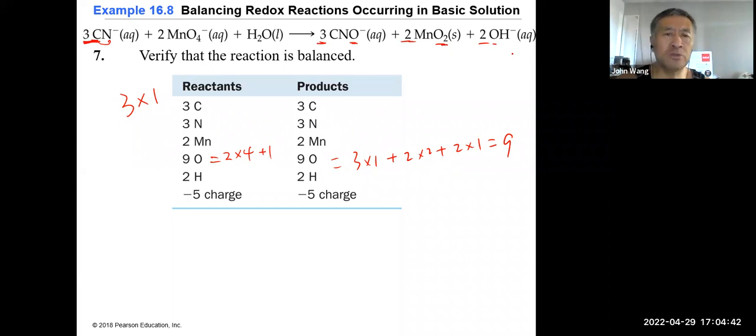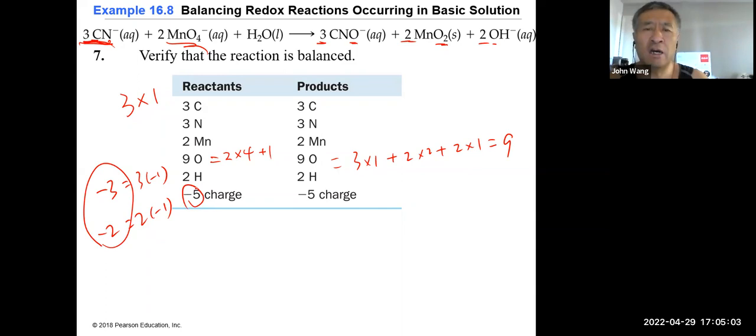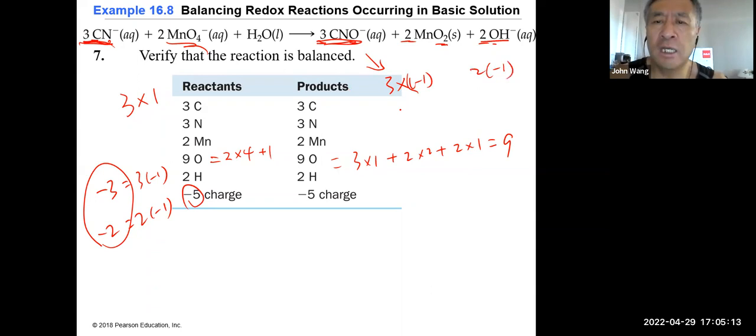For the charge, do the same. The charge here, this gives you negative three, because that is three times negative one, right? And this gives you negative two, because two times negative one. So altogether, negative three and negative two is negative five. And then on the right, this gives you three times negative one, and this is two times negative one. So again, you have negative three and negative two, together negative five. So everything is balanced.